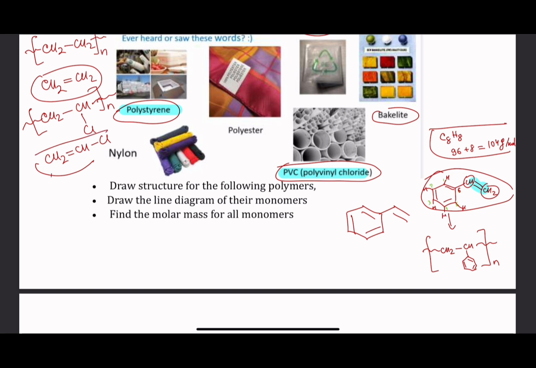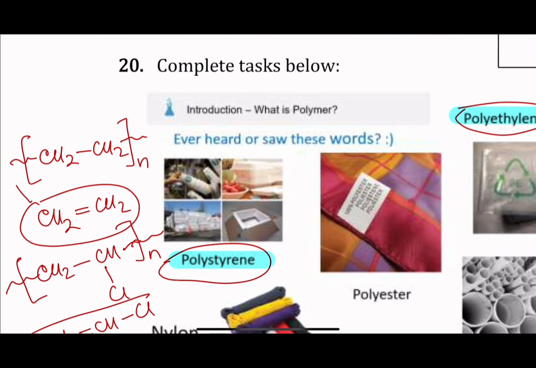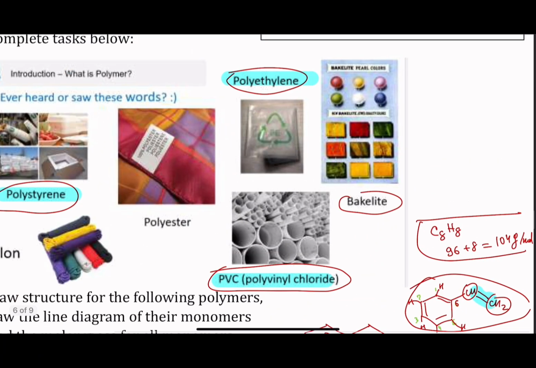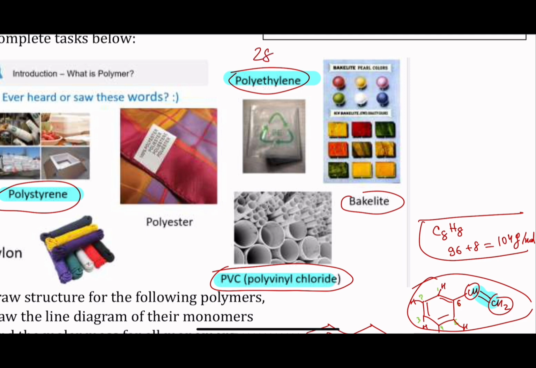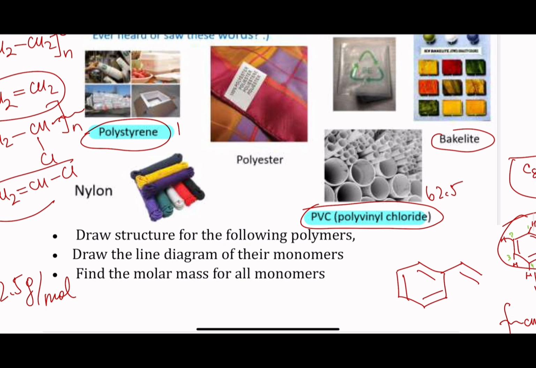For vinyl chloride, it is 62.5 gram per mole. And for ethene, you have C2H4, which is 28 gram per mole. Okay, so 28 for ethene, polyvinyl chloride 62.5, and polystyrene is 104.